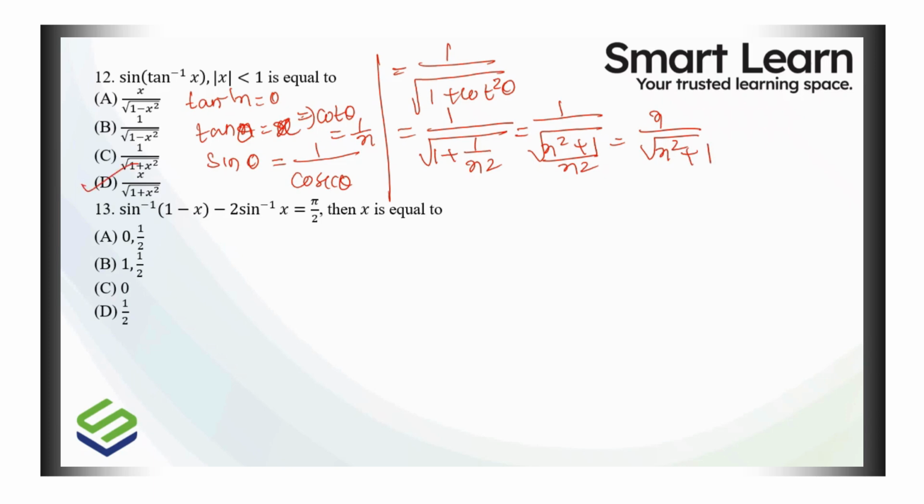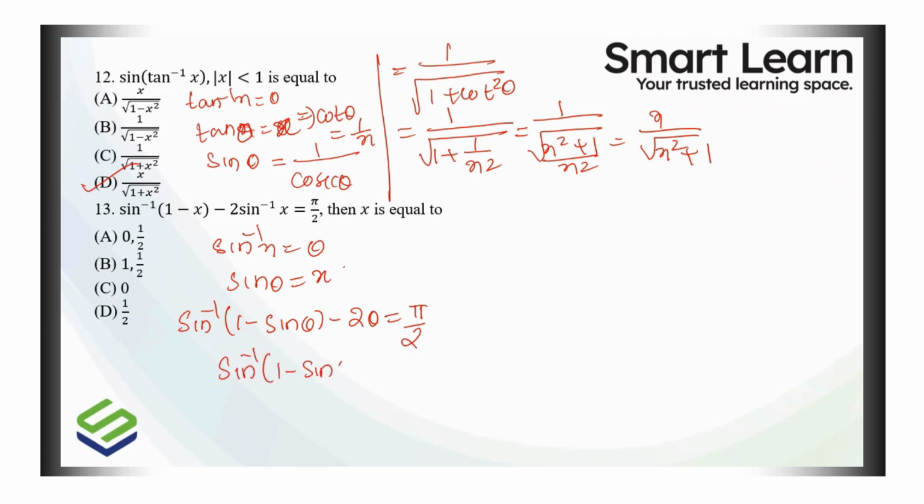Now next one. Here, where is the inverse function? Sin inverse x. So you put sin inverse x as theta. That means sin theta is equal to x. Okay. Now you write this one. How will you write? Sin inverse of 1 minus sin theta minus 2 theta is equal to pi by 2. Now I can bring this 2 theta to the other side. So sin inverse of 1 minus sin theta equals pi by 2 plus 2 theta.